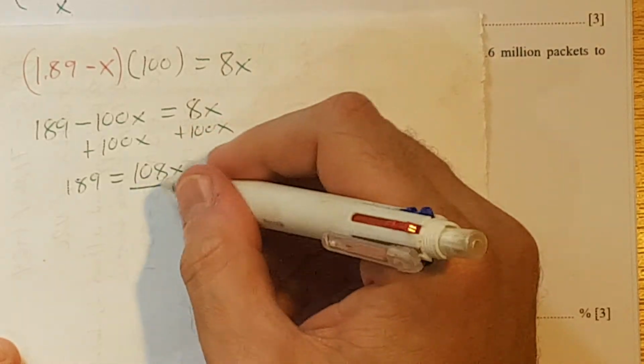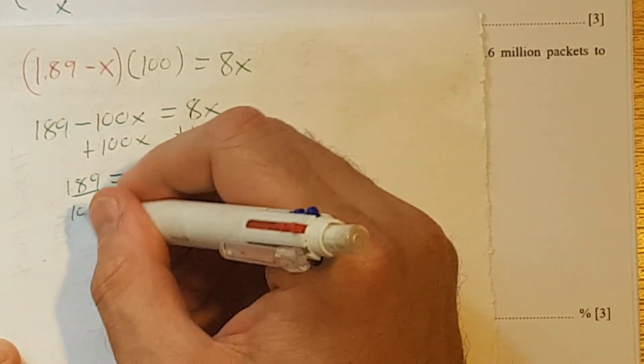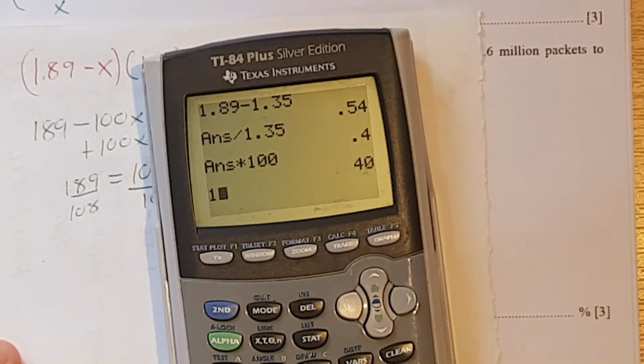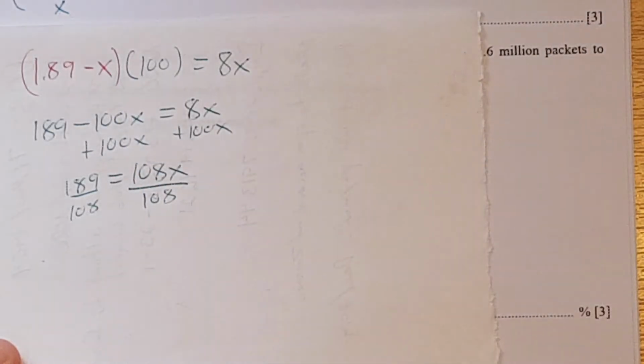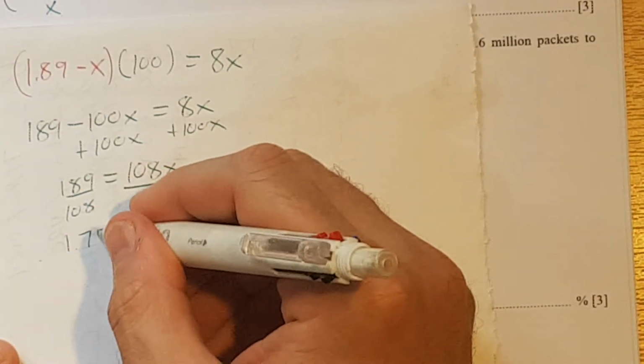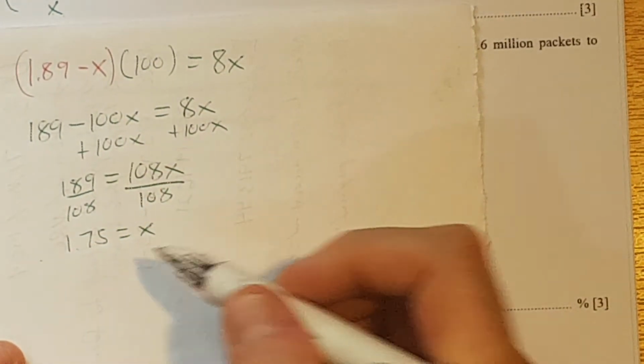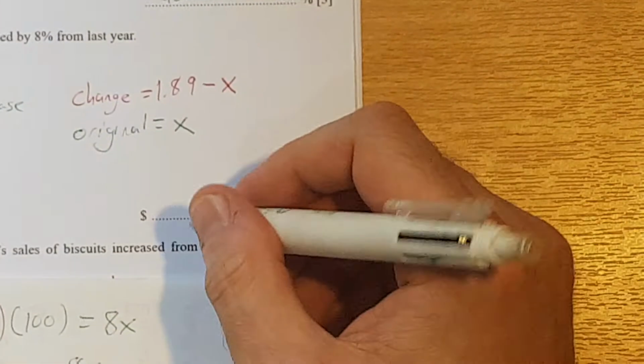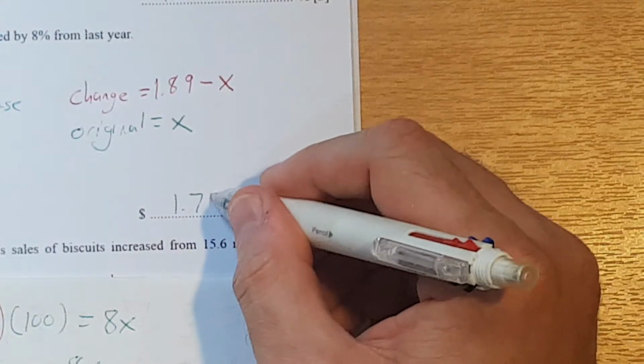And then divide both sides by 108. Get x is equal to 1.75. So that's $1.75.